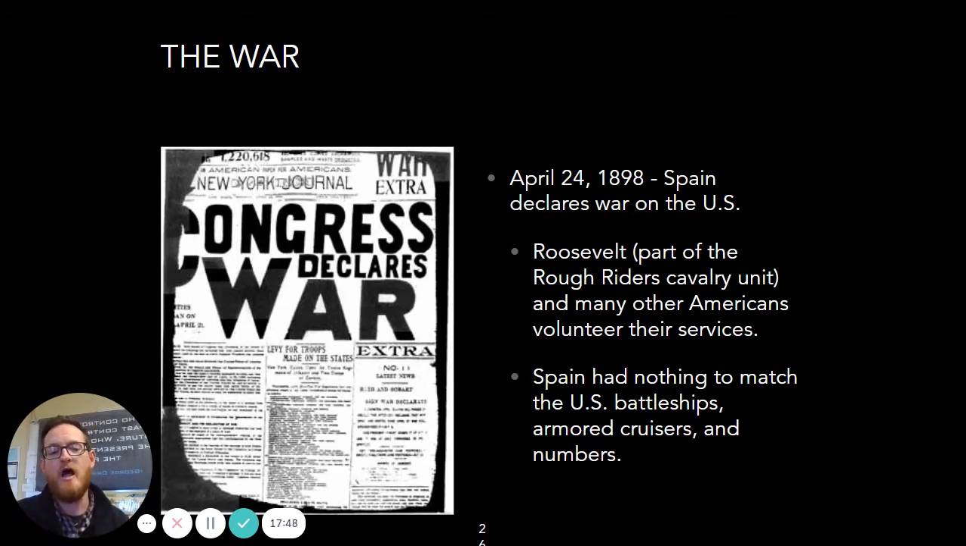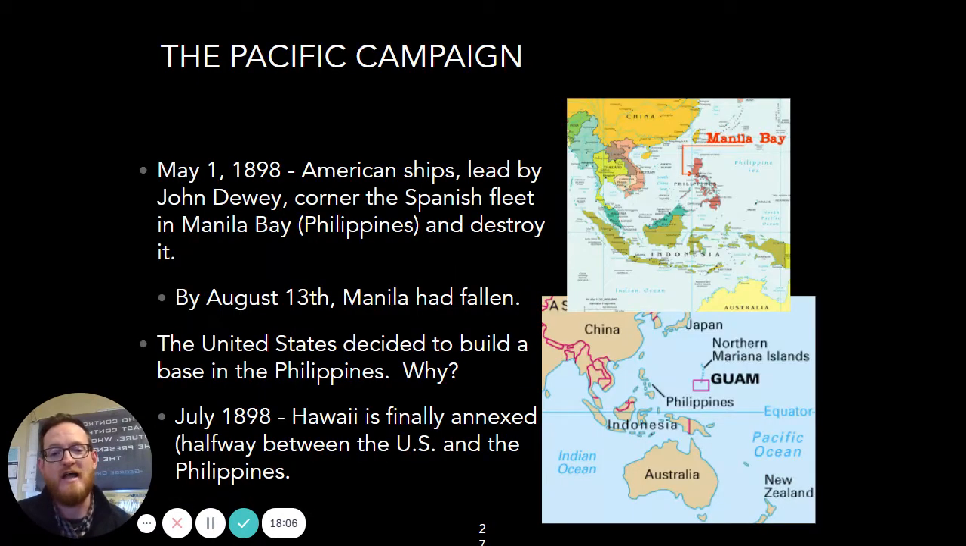Teddy Roosevelt would join the war as well. He would be part of the Rough Riders Cavalry Unit, and many other Americans would volunteer their services. And you're going to see that with this war, it's going to be super mismatched. Spain didn't really have anything to match our battleships, our armored cruisers, and just the numbers that we had on our side during this. So there are going to be a couple campaigns of this war, one in the Pacific campaign.